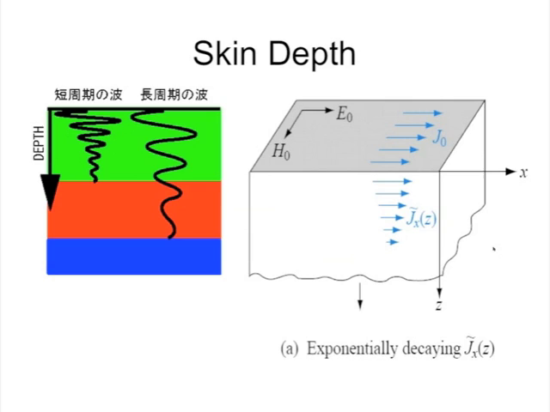Here's just an illustration of the skin depth. High frequency waves die out faster. Low frequency waves die out more slowly, and they see a bit deeper. Actually, not that different from surface seismic waves. Here's an illustration of inducing a current on the surface of the ground. Maybe that current's induced by radio waves, and that current is going to die out exponentially with depth.